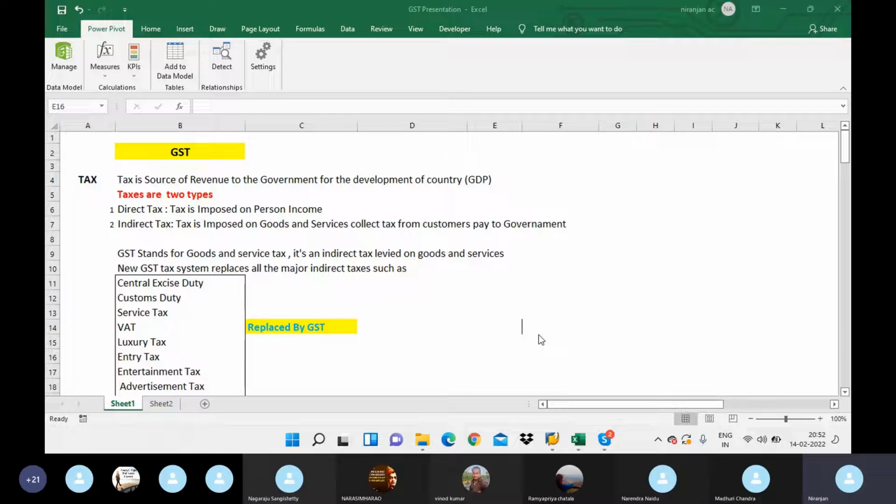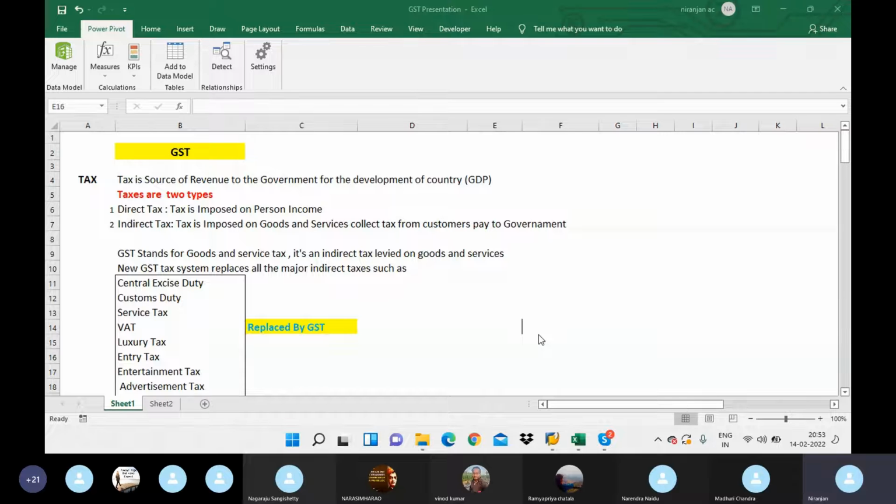Before explaining GST, we will discuss tax. Tax is a source of revenue for the development of the country, for GDP purposes. In India, there are 2 types of tax: one is direct tax and the second is indirect tax. Direct tax is imposed on a person's income, that is income from salary, income from business or profession, income from capital gains, and income from other sources. These come under income tax, so that comes under direct tax.